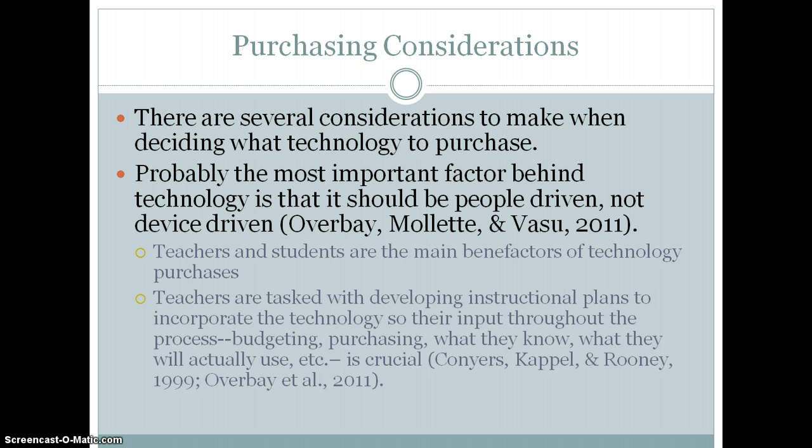There are a lot of different considerations to make when deciding what to purchase for technology, and I just picked out a few of the most important ones. I thought it was interesting that one of the most important factors in one of the studies I read was that the people, not the devices, need to be considered first, because obviously teachers and students are going to be using it, and it needs to be people-driven, not device-driven.